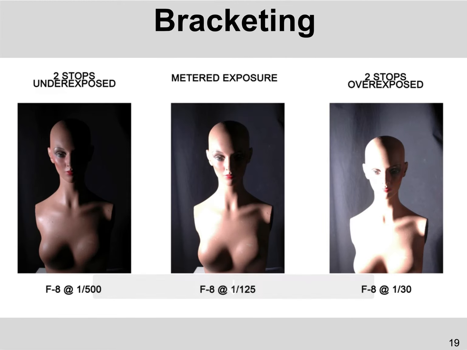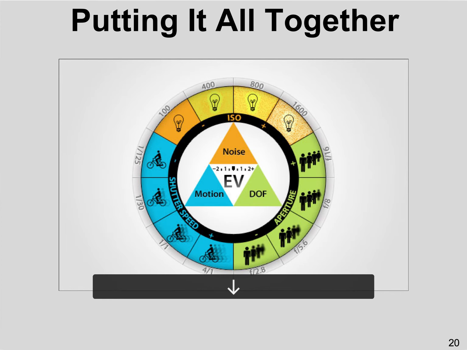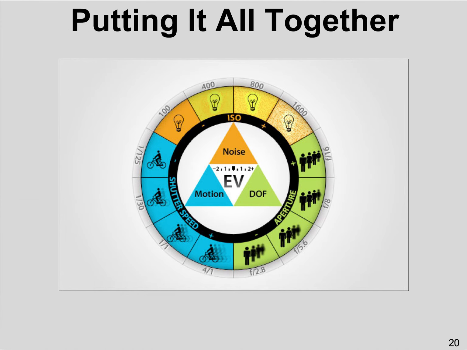Here's a little bit more extreme. There are 2 stops in each direction. Metered exposure in the middle, 2 stops overexposed on the right, 2 stops underexposed on the left. Personally, I think probably the right amount of exposure is between the metered and the 2 stops underexposed. So maybe 1 stop underexposed might have been the best way to go. So with bracketing, you might be able to catch that and have more options. As you can see here, we put all these tools together and figure out what exposure we think is going to serve us best.